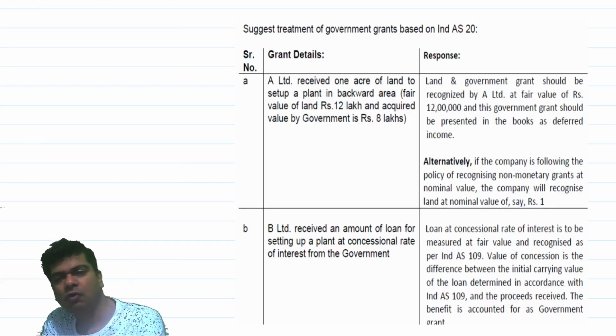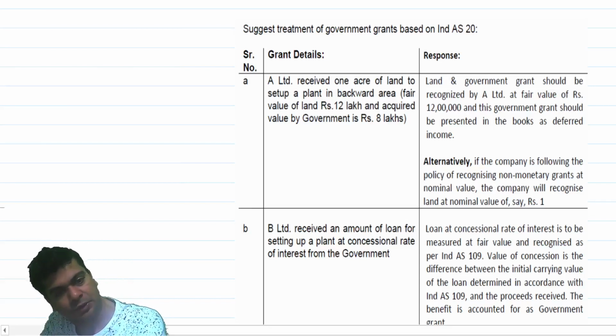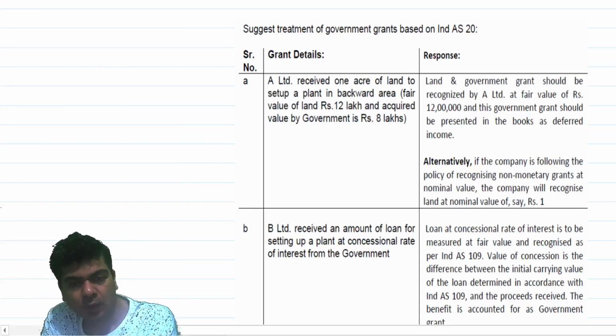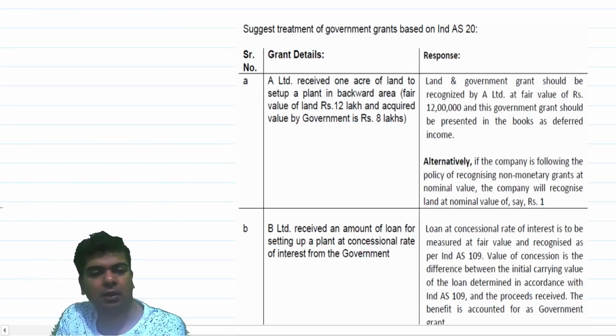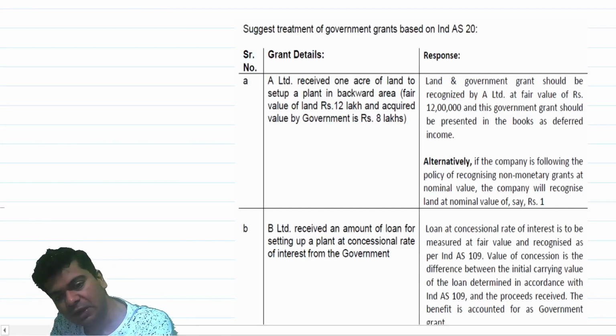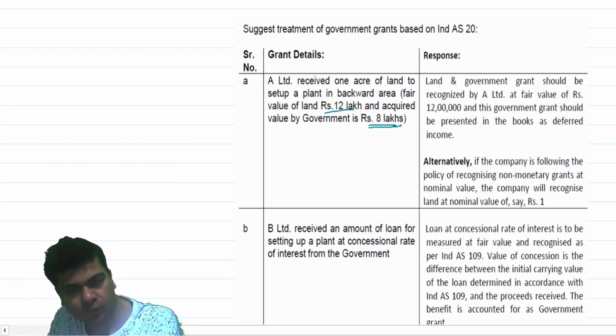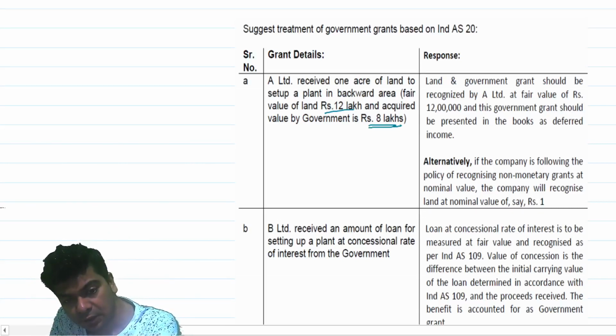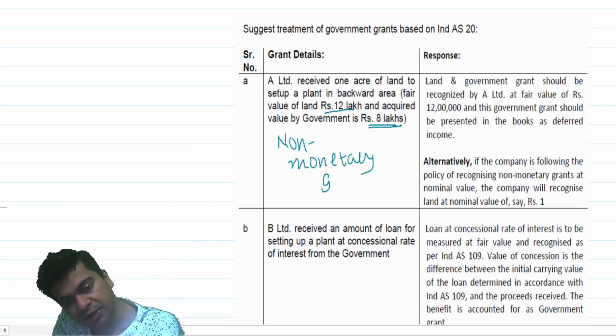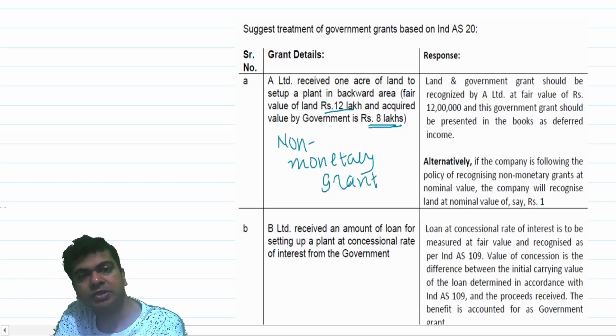Suggest treatment of government grants based on Ind AS 20. A Limited received 1 acre of land to set up a plant in backward area. The fair value of the land is 12 lakhs and acquired value by government is 8 lakhs. We are receiving 1 acre of land. In other words, you are receiving a non-monetary grant, right?